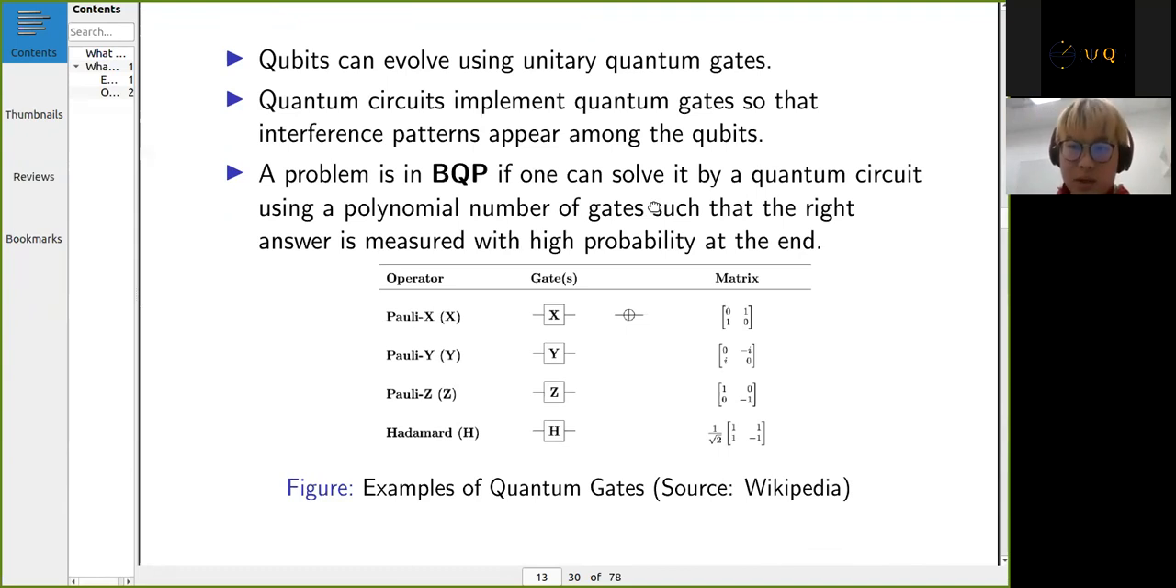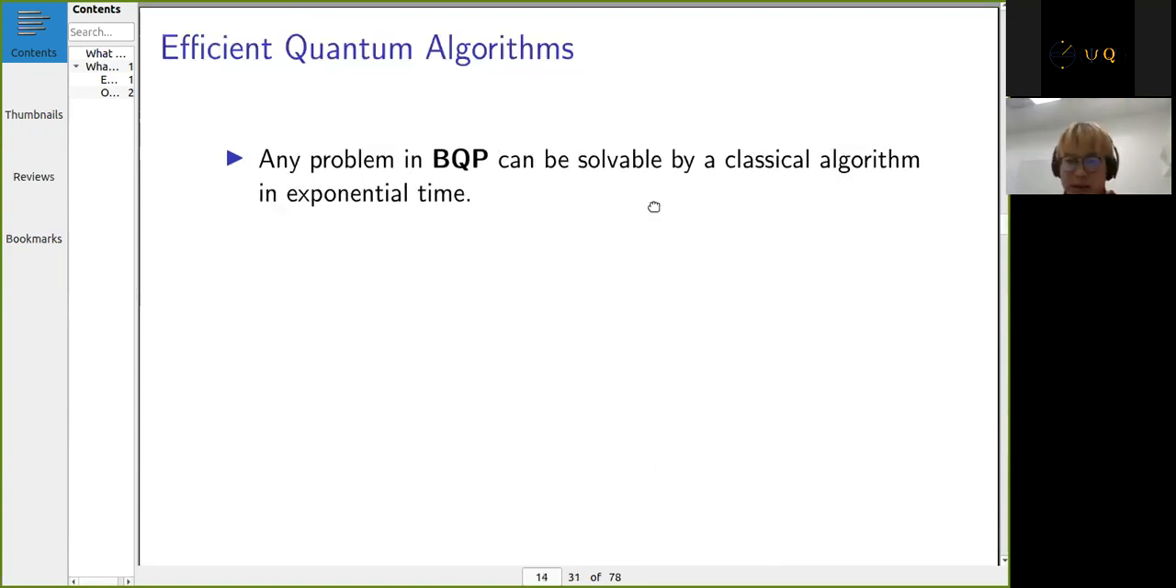So BQP is now our definition of efficient quantum computation, just like how P was the definition of efficient classical computation. The first thing we want to observe is that any problem in BQP can be simulated by a classical algorithm in exponential time. This means that if something is not solvable by classical computers in exponential time, we definitely can't expect a quantum speedup for it. That is, BQP can't solve uncomputable problems, for instance.